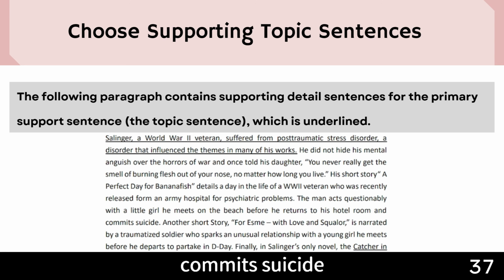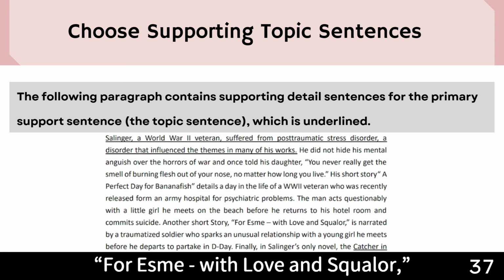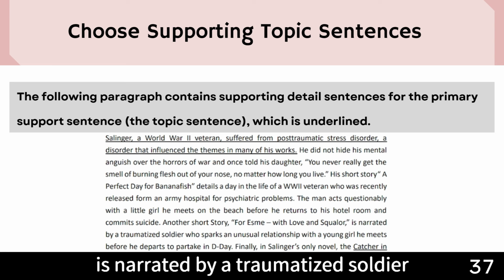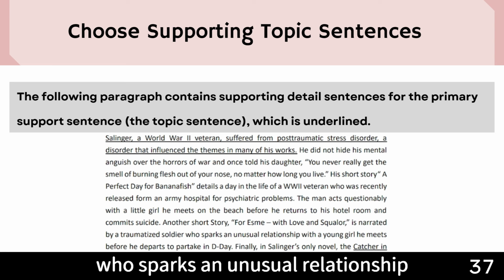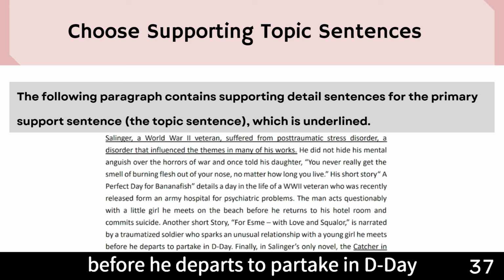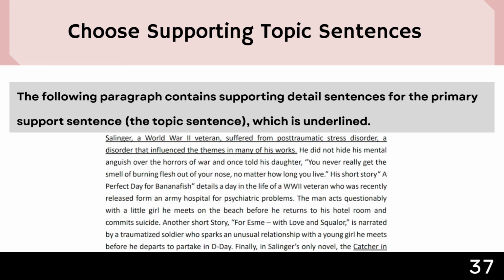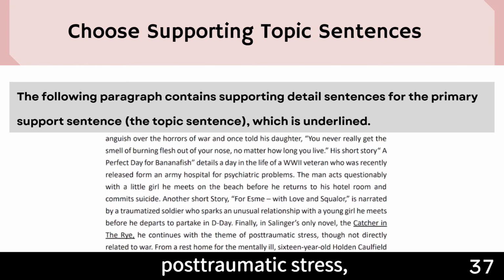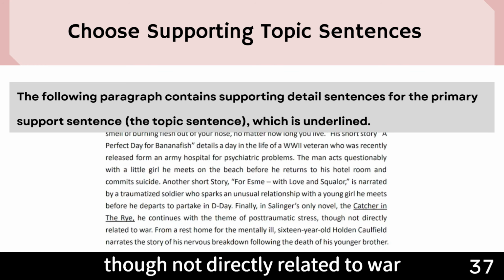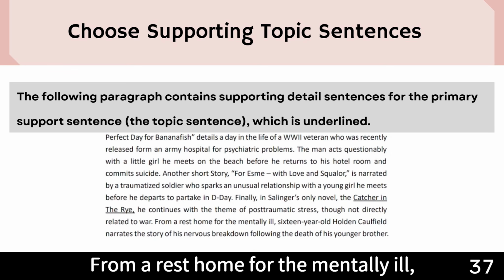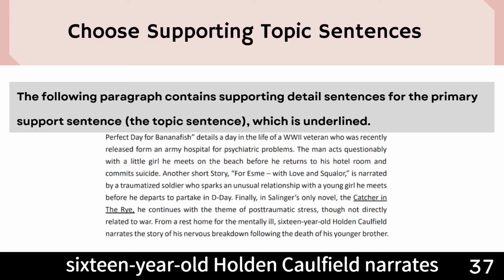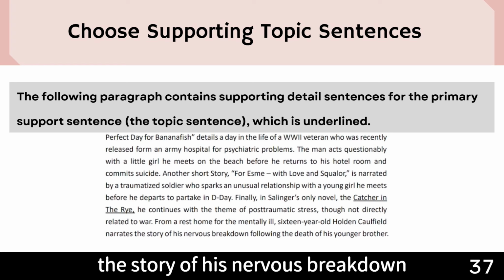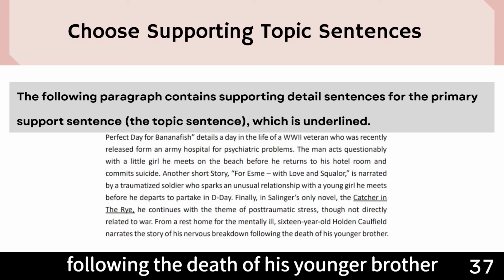and commits suicide. Another short story, For Esme, with Love and Squalor, is narrated by a traumatized soldier who sparks an unusual relationship with a young girl he meets before he departs to partake in D-Day. Finally, in Salinger's only novel, The Catcher in the Rye, he continues with the theme of post-traumatic stress, though not directly related to war. From a rest home for the mentally ill, 16-year-old Holden Caulfield narrates the story of his nervous breakdown following the death of his younger brother.